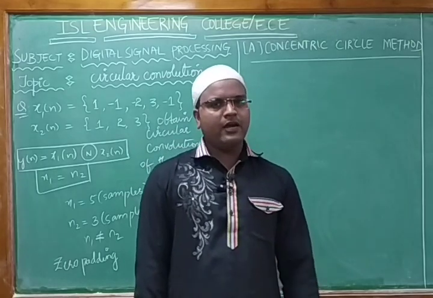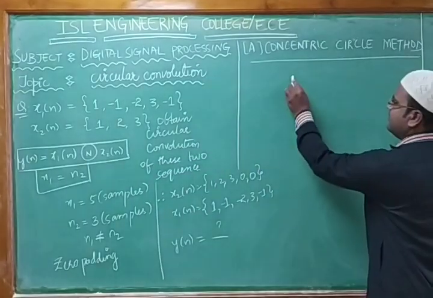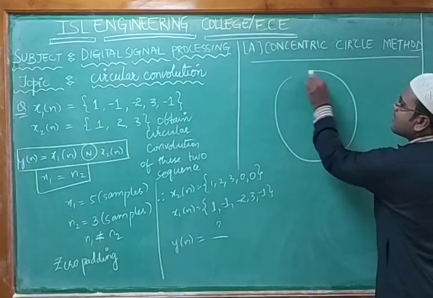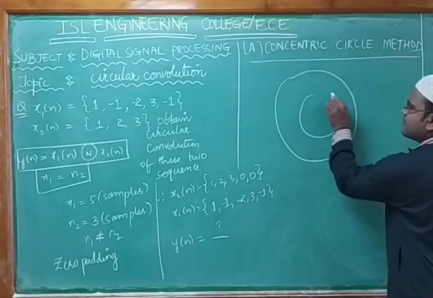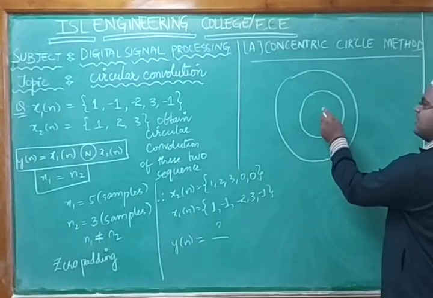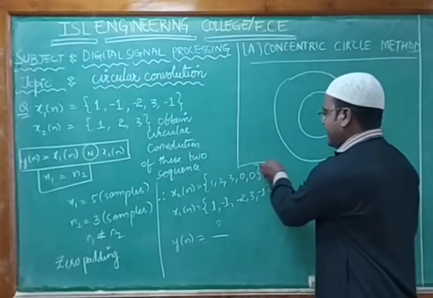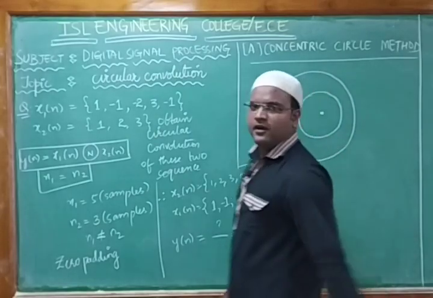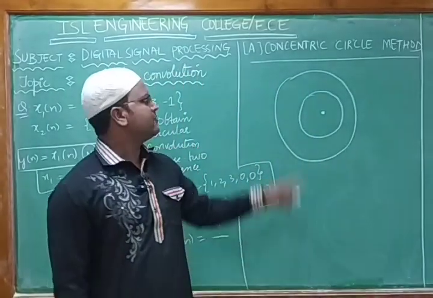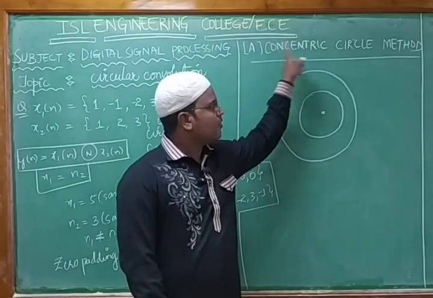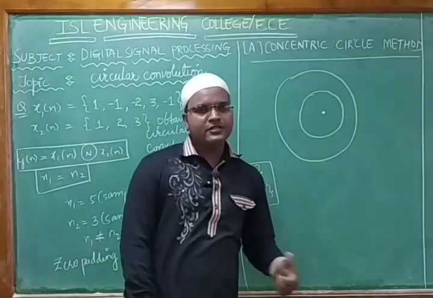So in this, I am using one circle, and I am using another circle like this. So I am using two circles having a common center. If I have this kind of arrangement, then I can say that these two are concentric circles. So what is the method to do this? Concentric circle method. What is the first step?